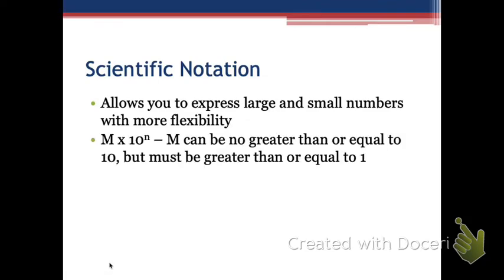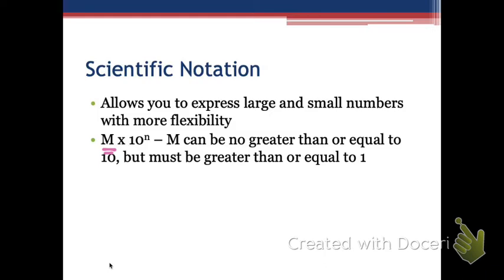Scientific notation follows a general formula of m times 10 to the n. M times 10 to the n. And the rule is that m, or this number right here, has to be between 1 and 10. It has to be between 1 and 10.